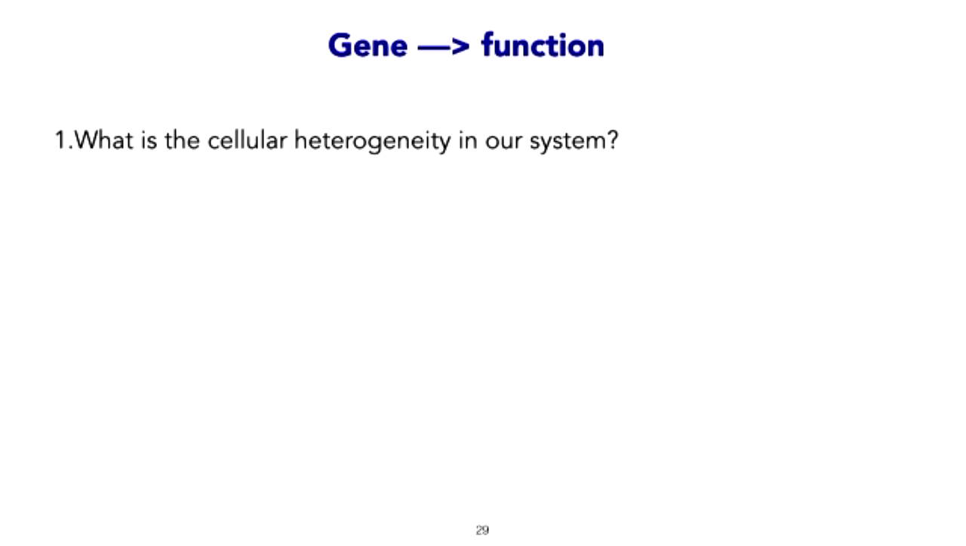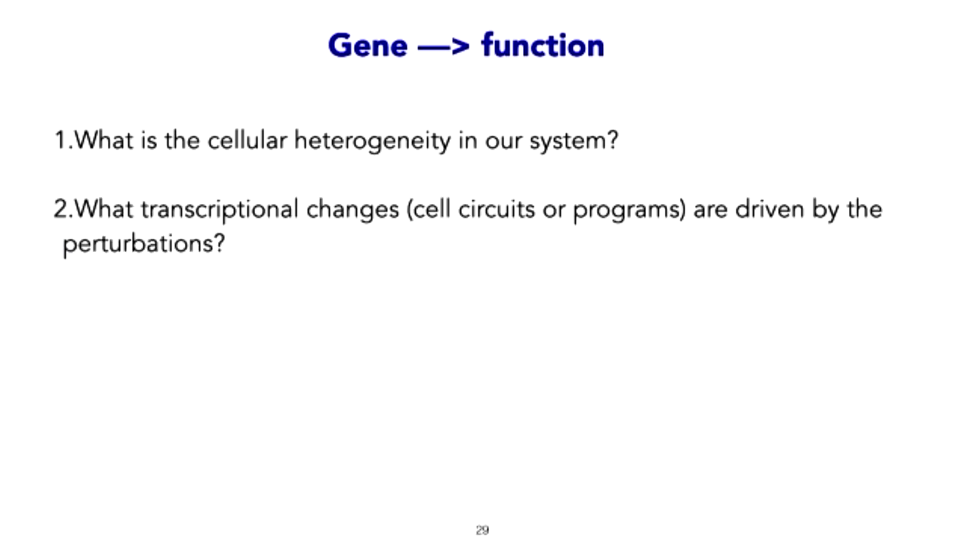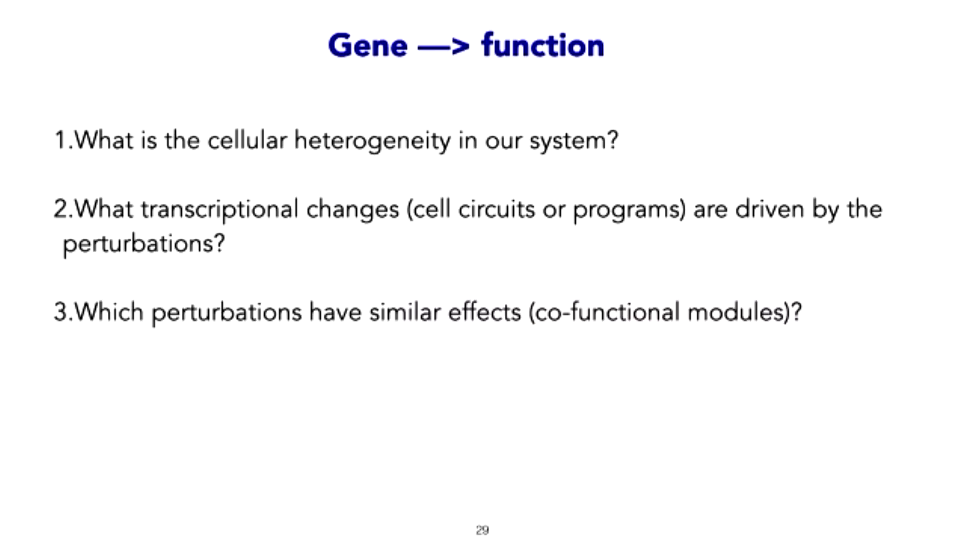First, we may want to know what the cellular heterogeneity is in our system, simply because we have a high content single cell readout. Second, we want to know what are the transcriptional state changes that are driven by the perturbations. What are the cell circuits that changed? We have a high throughput expression profile as the readout. Then we may want to ask what perturbations have similar effects on transcription. These are also called co-functional perturbations or co-functional perturbation modules.